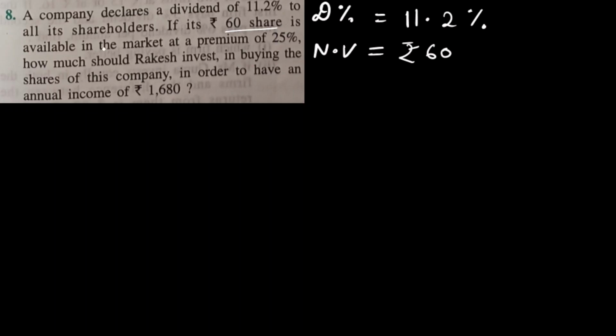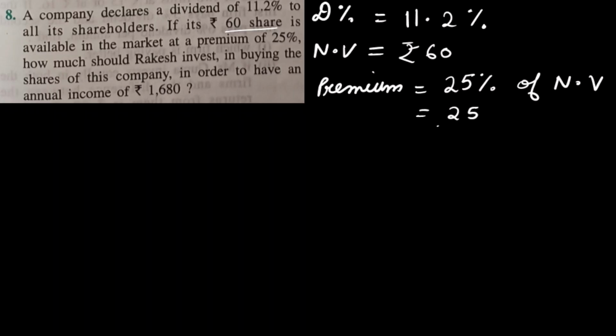The rupees 60 share is available in the market at a premium. The premium is given to us in the form of percent. Premium is equal to 25%. As I have told you, whenever premium or discount is given, whatever percent is given, we write that percent of nominal value, and first of all we solve it and find its value in rupees. So 25% means 25 by 100 into nominal value.